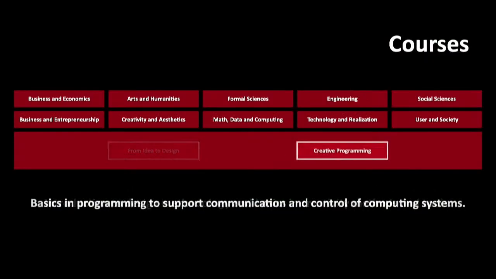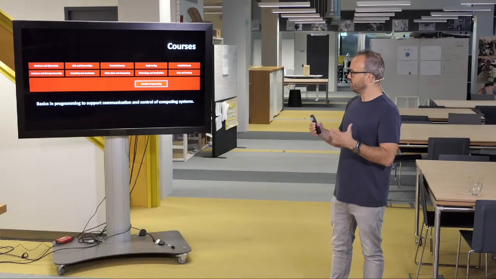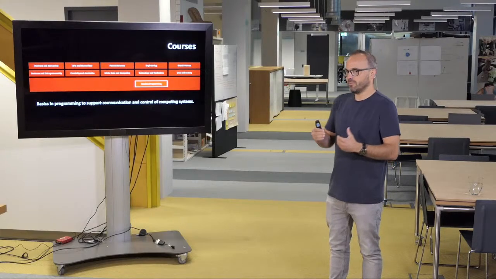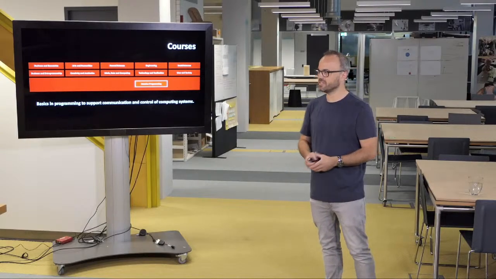The second course you'll be taking is creative programming. And creative programming is related to technology and realization. It enables you to design interactive systems. It enables you to program, for example, a game that you can use to engage users. So in basic programming, you'll be able to control and communicate with interactive systems.